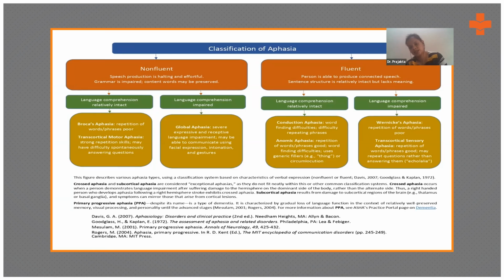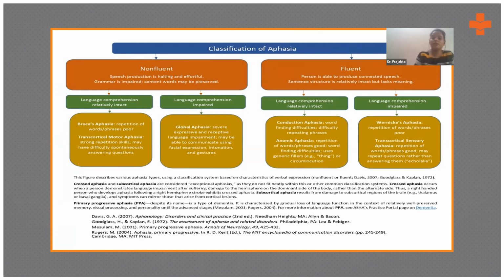Then transcortical sensory aphasia. Repetition is good, but they may repeat questions rather than answering them. That is, they keep on repeating what we ask them, which we also call echolalia. If we ask, what is the time? They will just say, time, yeah, time. That's what we find in transcortical sensory aphasia.